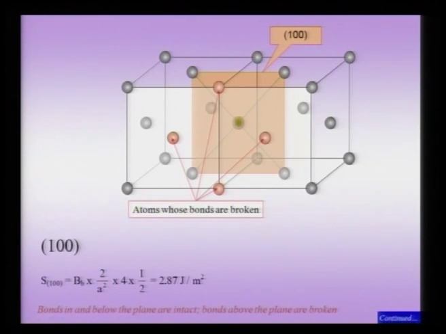So, each copper atom is bonded to 12 atoms. I can make this count 12: 1, 2, 3, 4, which are in the plane of this plane, 100. There are 4 behind the plane, which are these 4 which are behind the plane.